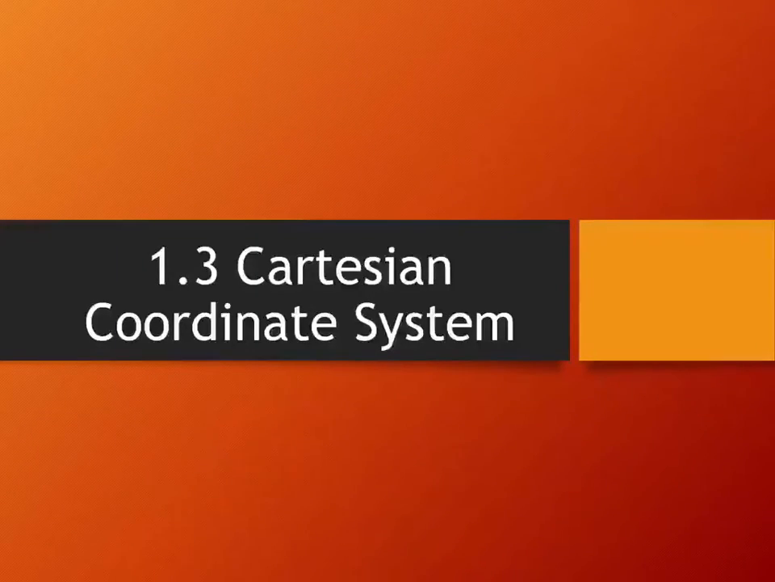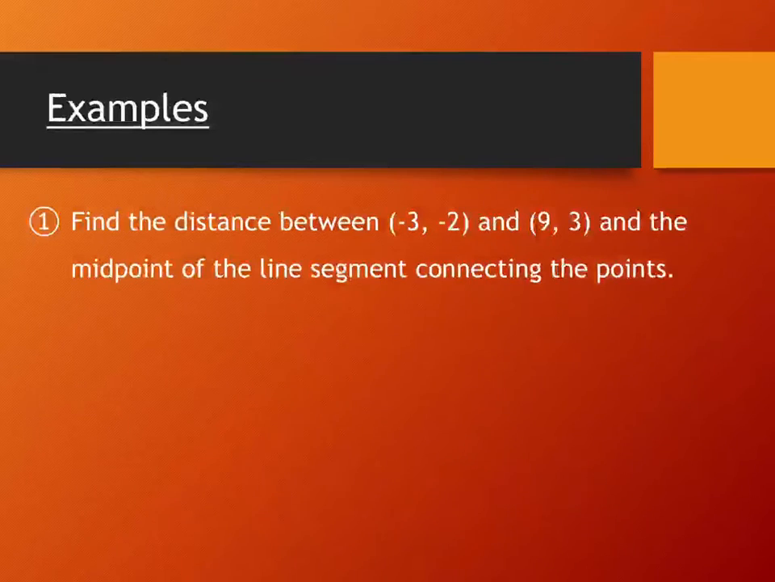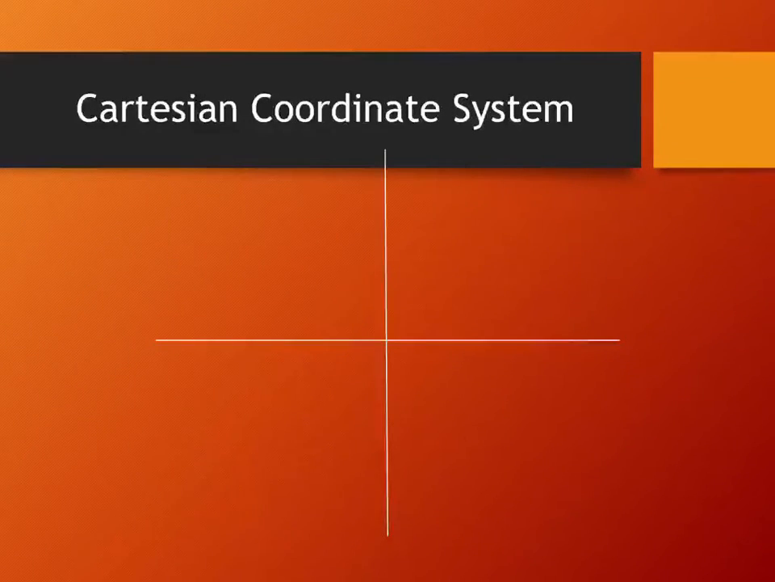Section 1.3 is titled the Cartesian coordinate system. So we're going to be doing quite a bit with XY ordered pairs, with graphs in this section. So let's start with the ability for you to draw in and remember the details on a Cartesian coordinate system.